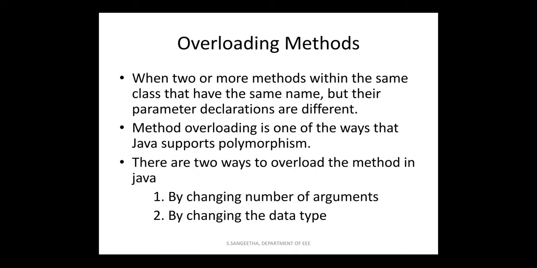Next one, overloading methods. Overloading methods means when two or more methods within the same class have the same name but their parameter declarations are different, the methods are said to be overloaded, and the process is referred to as method overloading. Method overloading is one of the ways that Java supports polymorphism. There are two ways to overload a method in Java: by changing the number of arguments and by changing the data type.